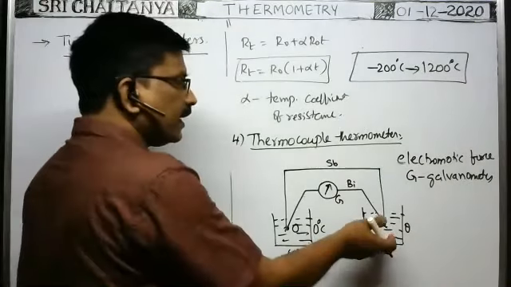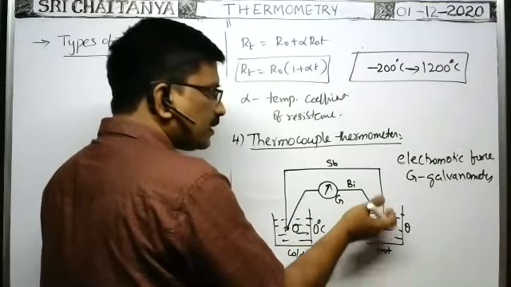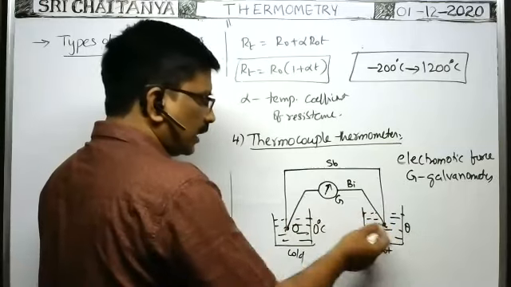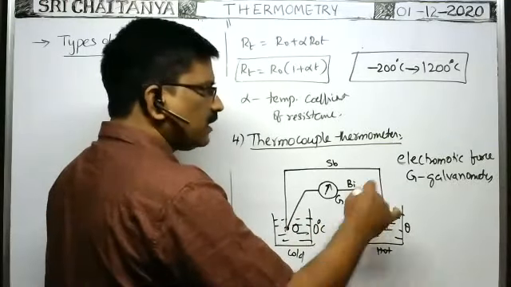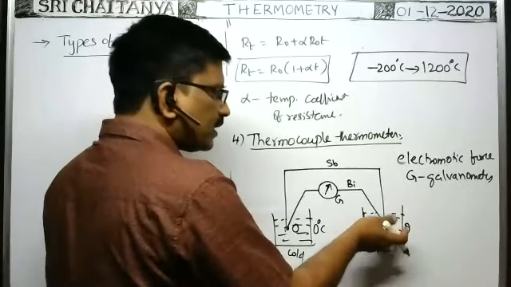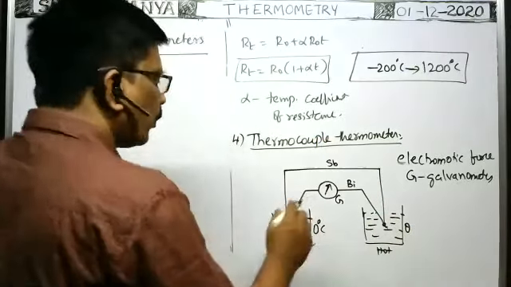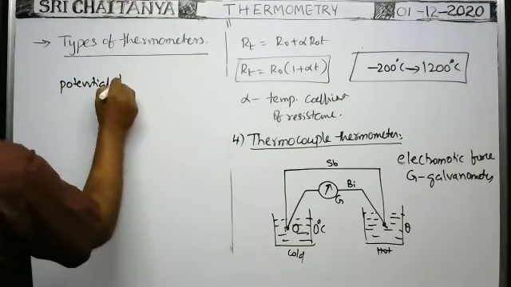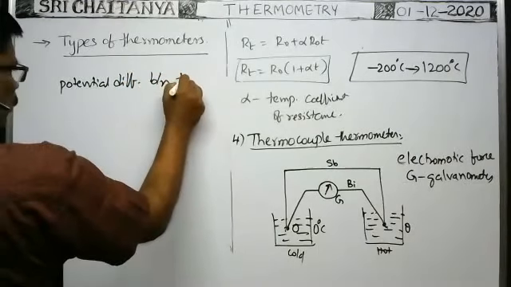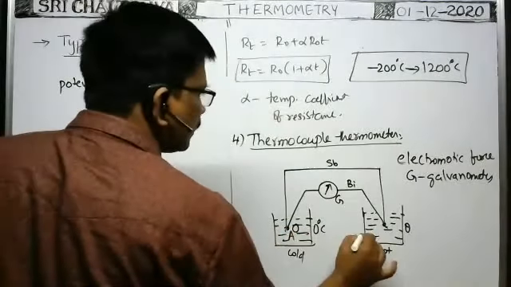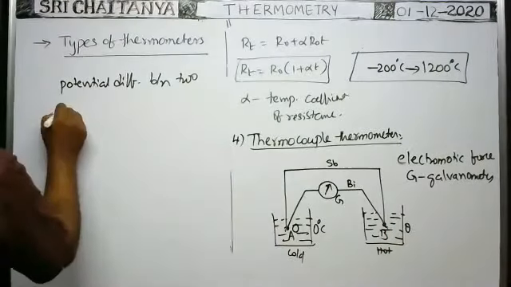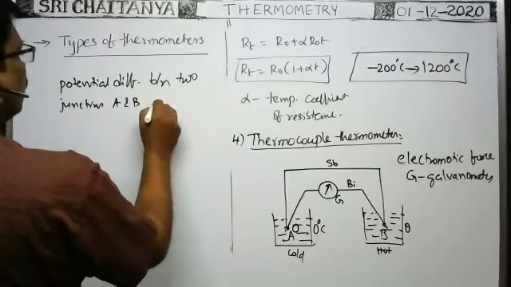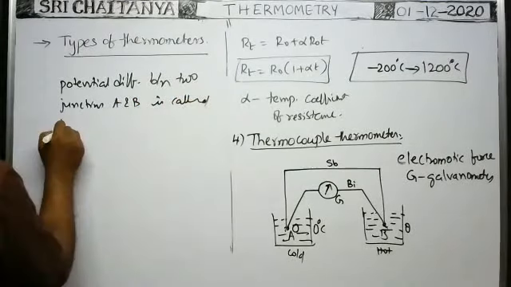When temperature changes, the thermo EMF developed here changes. Thermo EMF means the potential difference between the two junctions will change. So the potential difference between two junctions, A and B, this is A, this is B, is called thermo EMF.